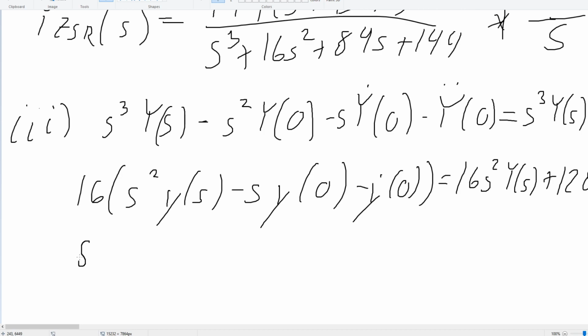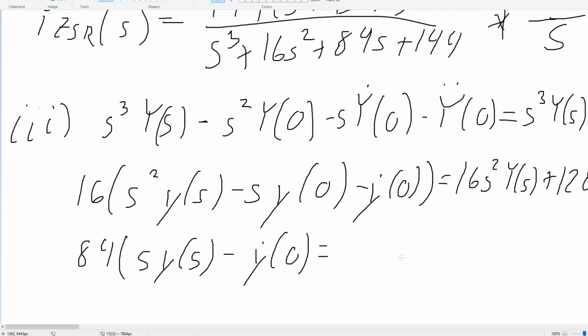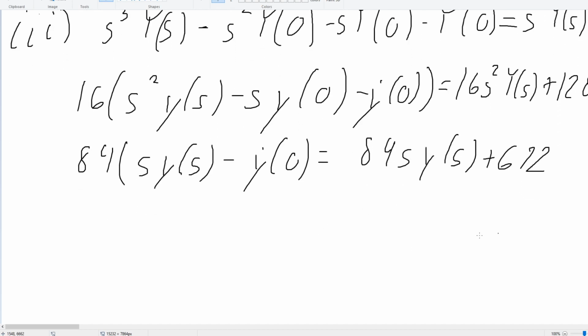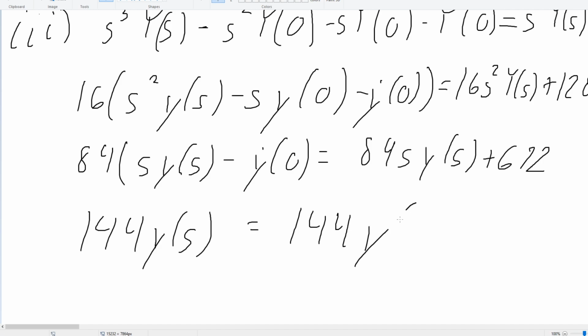The next part is going to be the 84 one. So it's going to be sys minus y dot of 0 is equal to 84s ys plus 672. And then the last part is going to be 144 ys is equal to, of course, 144 ys.